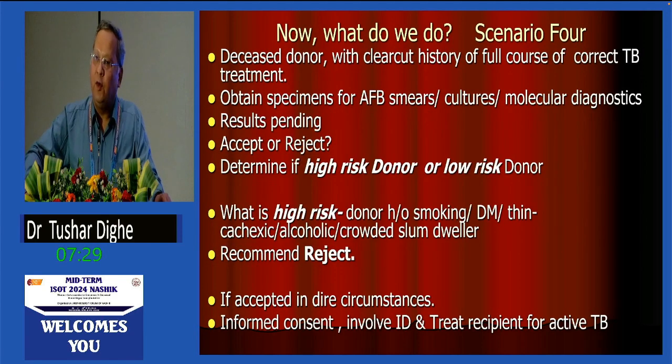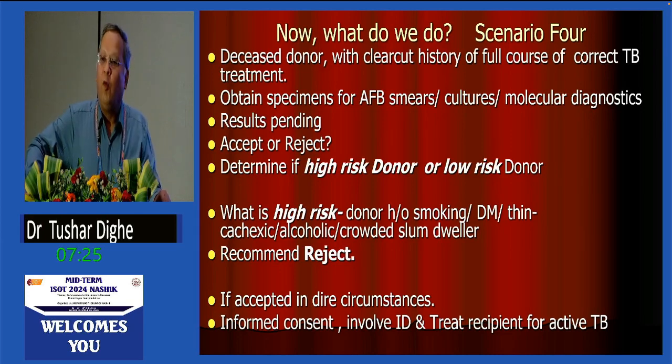The fourth scenario is that the patient has a clear-cut history of a full course of correct TB treatment. We accept, and we start taking the cultures and other samples. The results are pending. Now we determine whether this is a high-risk donor or a low-risk donor. The high-risk donor means the donor has a history of smoking, has diabetes, is thin, cachexic, alcoholic, and a crowded slum dweller. We recommend reject. But if we accept, once again, we will involve the ID people and will treat the recipient for active TB.